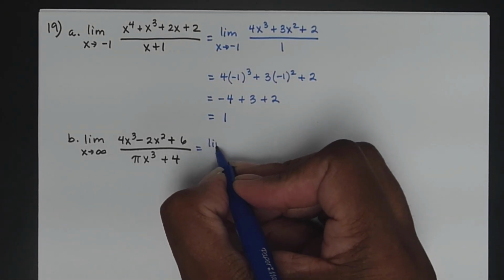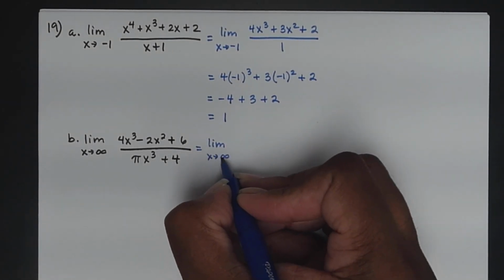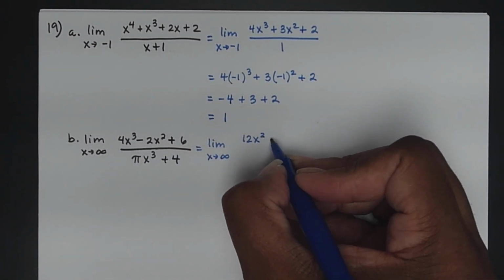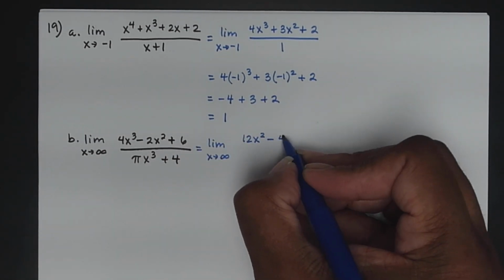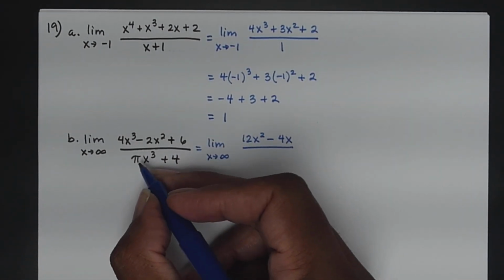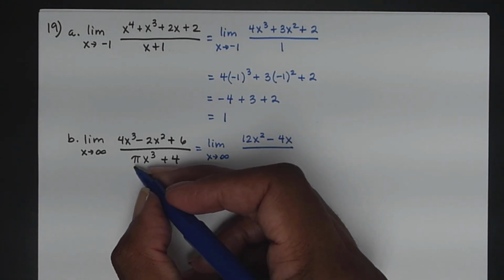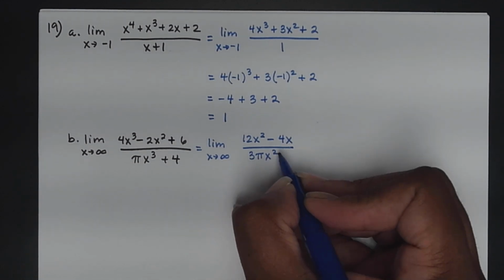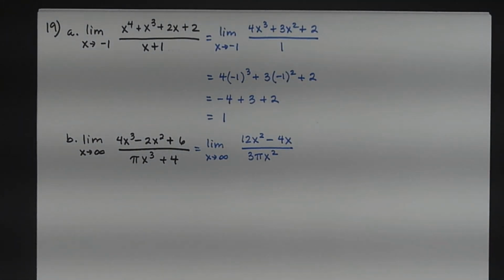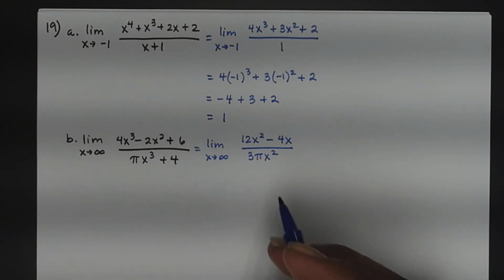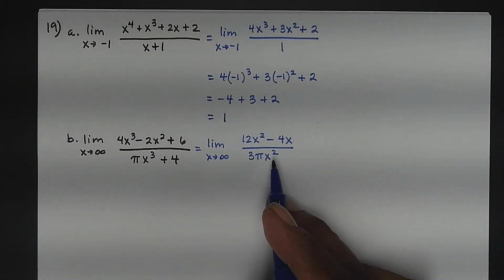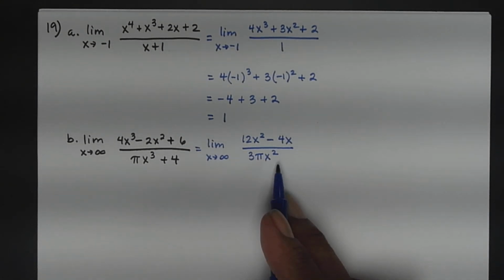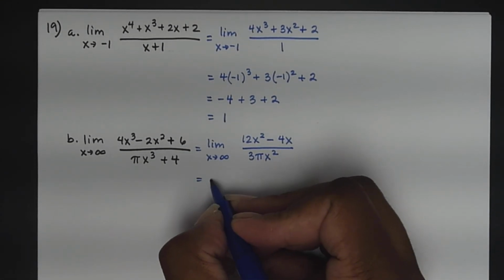So let's try doing the limit as x approaches infinity. Take the derivative of 4x cubed, that's going to be 12x squared, minus the derivative of 2x squared, which is 4x, divided by the derivative of the denominator. The derivative of pi x cubed, I'll pull the 3 down in front of the pi, and this will be x squared. The derivative of 4 is 0. I'm still going to have infinity over infinity, because both the numerator and the denominator are going to infinity. Again, I need to use L'Hopital's rule.